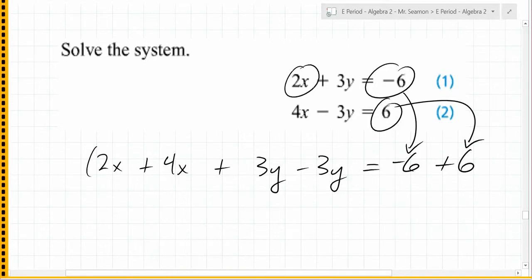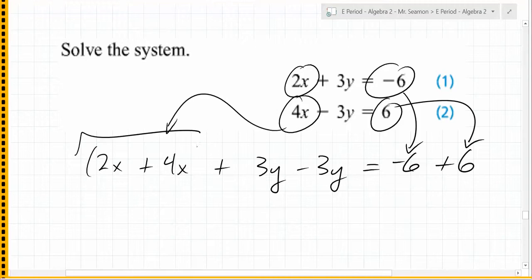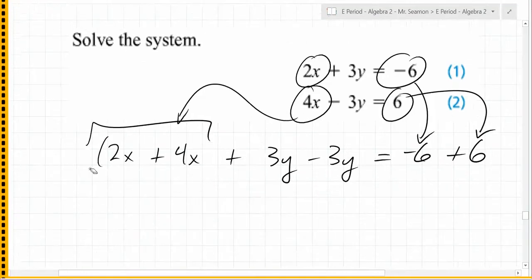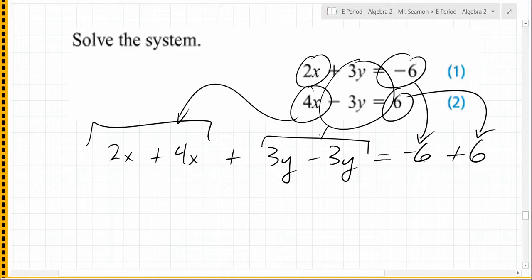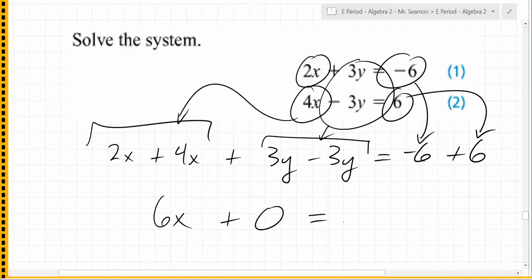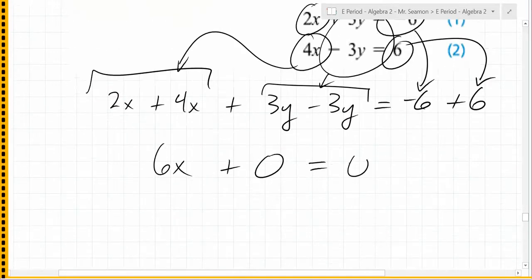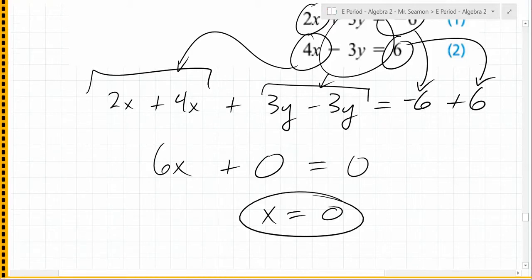You have 2x and 4x. That went right here. And you have 3y and negative 3y. That went right here. What's 2x plus 4x, Mar? Nick, what's 3y minus 3y? 0. What's negative 6 plus 6, Alex Faye? 0. So what does x equal? 0. Hey, now x equals 0.